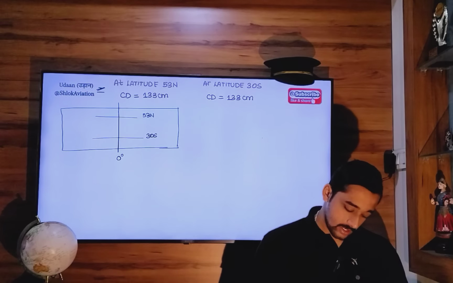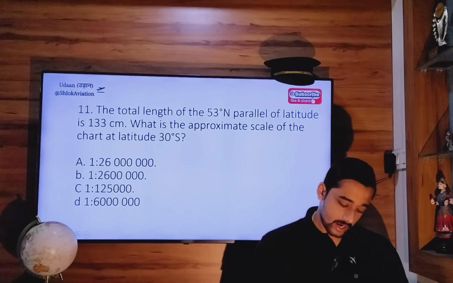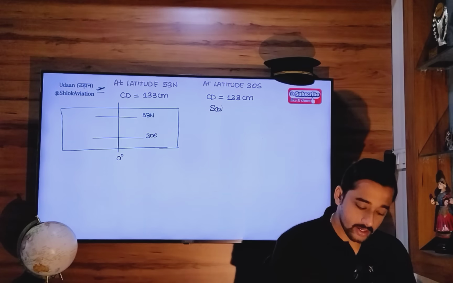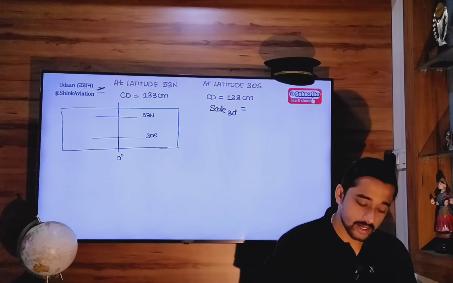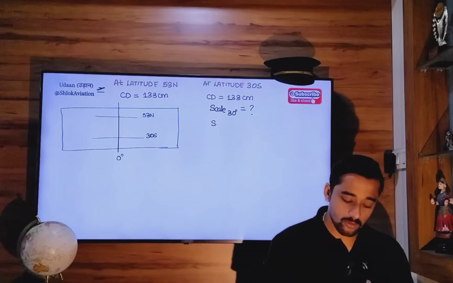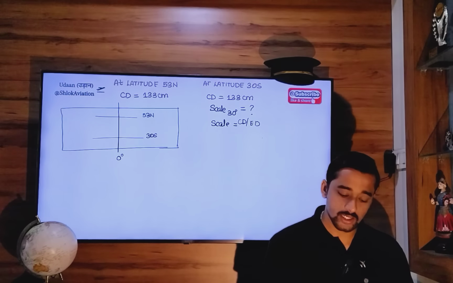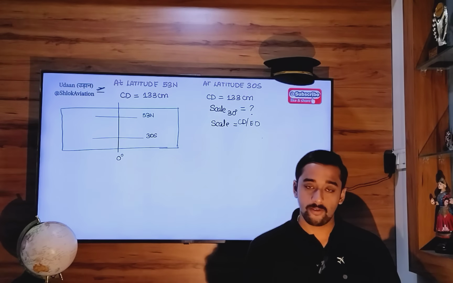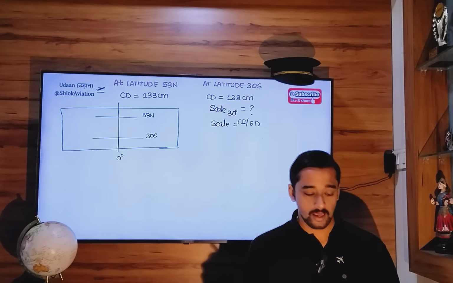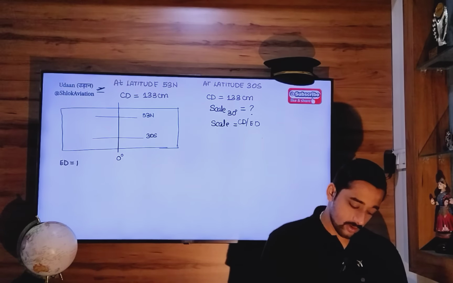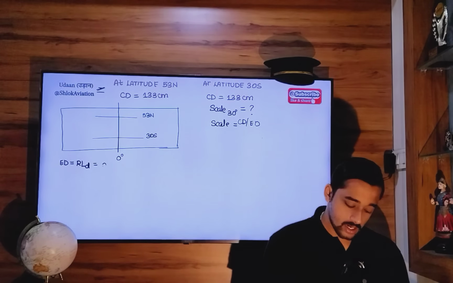Now we have to find out the scale at 30 degrees south latitude. To know scale, we must know both the values of chart distance and earth distance. Chart distance we already know. Earth distance we can find out by using the rhumb line formula. Earth distance equals rhumb line distance, d long in minutes into cos 60 into cos latitude.